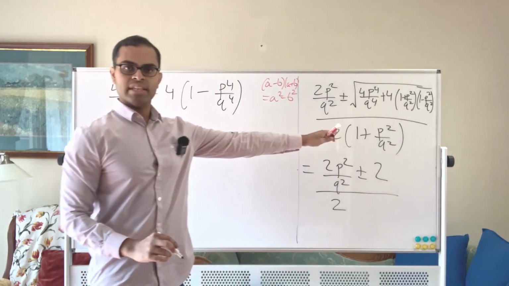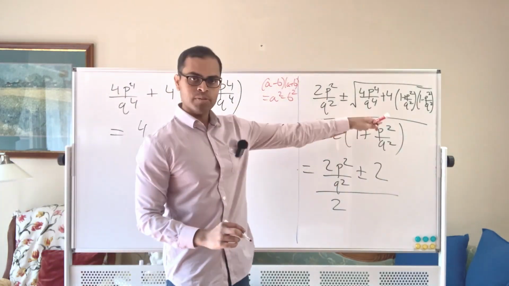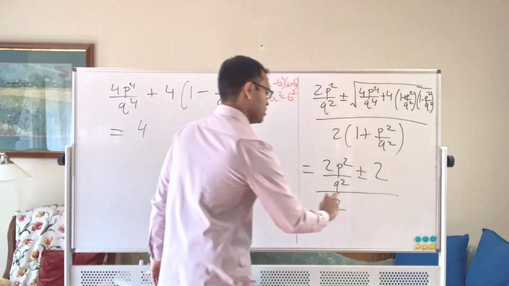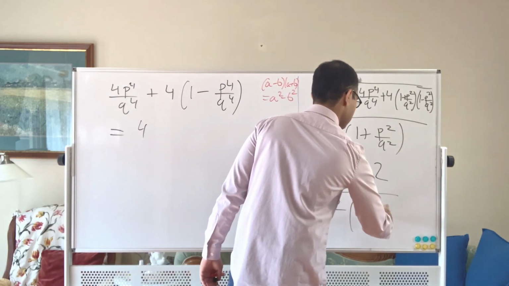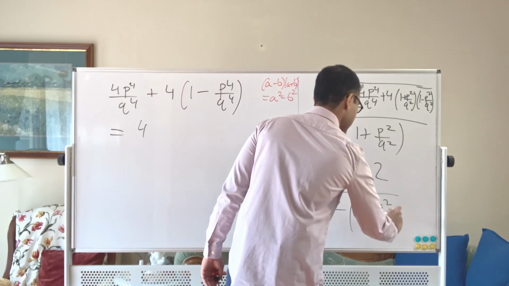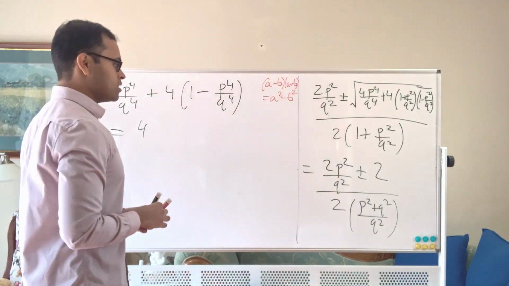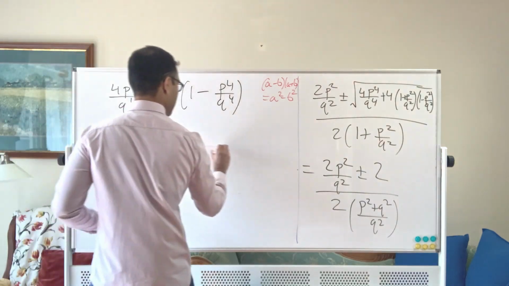Now I can simplify that. I can make a common denominator. 1 plus p squared over q squared is just going to be q squared plus p squared over q squared. So it's going to be p squared plus q squared over q squared. That's going to be our answer. We can even simplify this further. So let's do that, I'm going to write it out here.